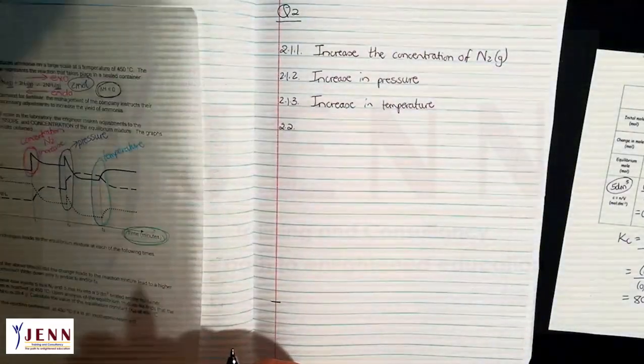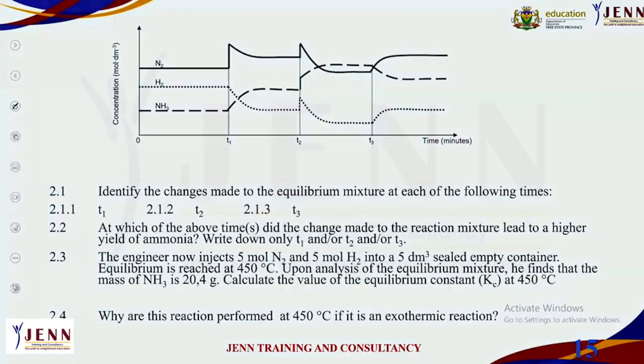Okay, 2.2. At which of the above times did the change made to the reaction mixture lead to a higher yield of ammonia? Write only T1, T2, or T3. Now, the only thing that can change Kc is temperature, but not in this case. I must have a look here at what is happening now.